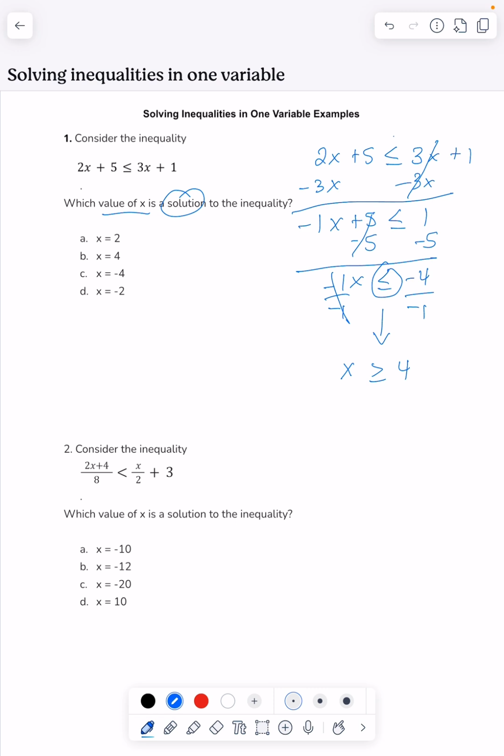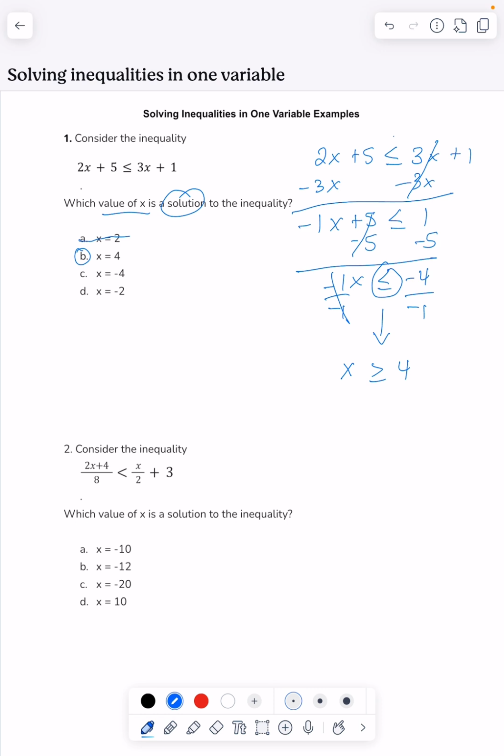So if I now look at my answer choices, A is saying that x would be equal to 2. Well, in this case, x is not greater than or equal to 4. So therefore, that is not a possible solution. Now we have B, which is x is equal to 4. In this case, x is not greater than 4, but it is equal to it. So we should have a solution in B, x is equal to 4.